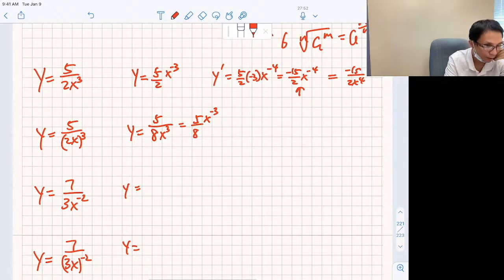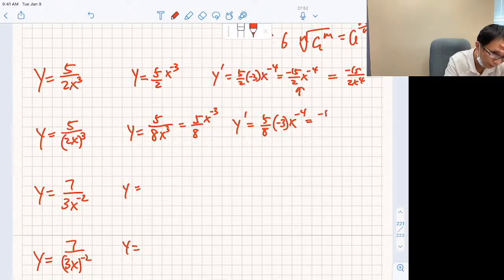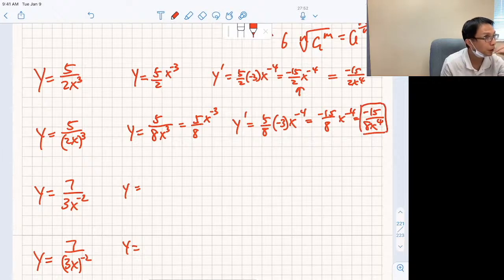Yeah, I think so. So the only thing different is a parenthesis. You have to understand that parenthesis rule really carefully. So now I'm going to take a derivative. So 5 over 8 times negative 3 times x to the negative 4. That's equal to negative 15 over 8 x to the negative 4, or negative 15 over 8x to the 4th. So that should be your final answer.